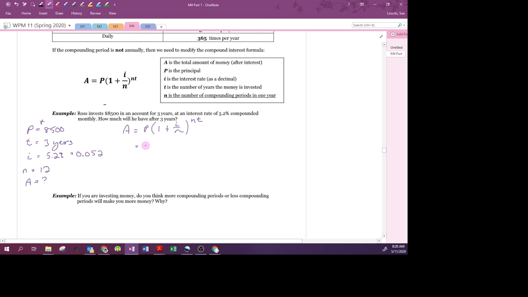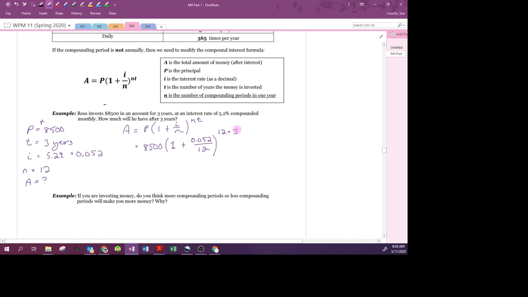Okay, so the principal is 8,500, times (1 plus 0.052 divided by 12) to the power of 12 times 3.